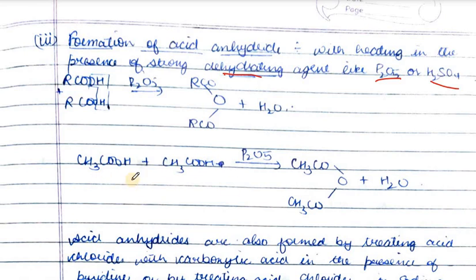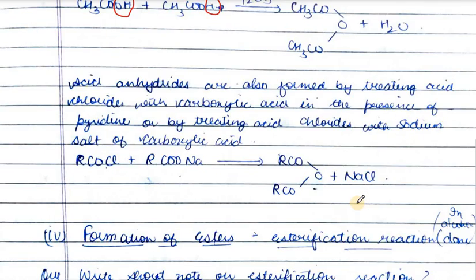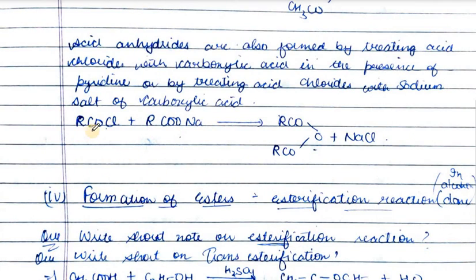So if we take acetic acid molecules, then again water is removed, OH from here and H from here, and it is acetic anhydride, CH3CO-OCOCH3. And next, if we treat acid chloride with the sodium salt of an acid, then again we get anhydrides.